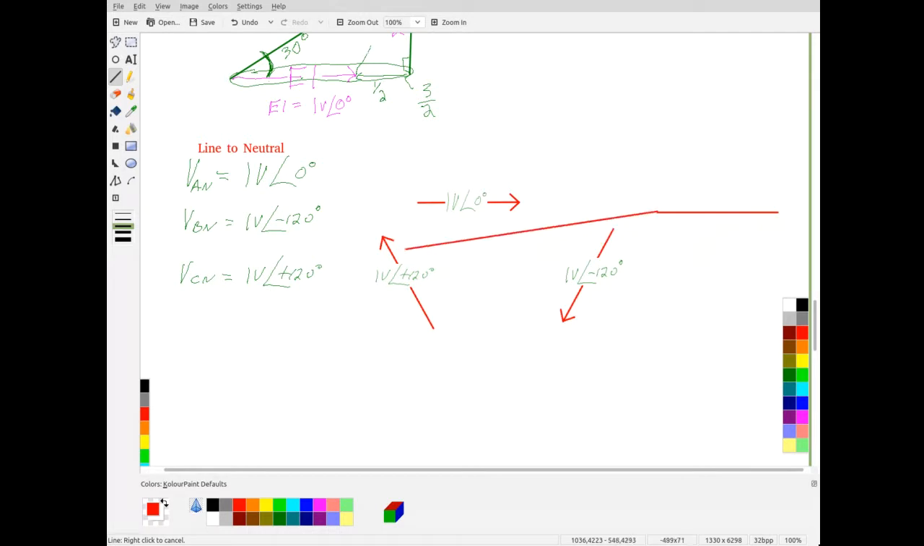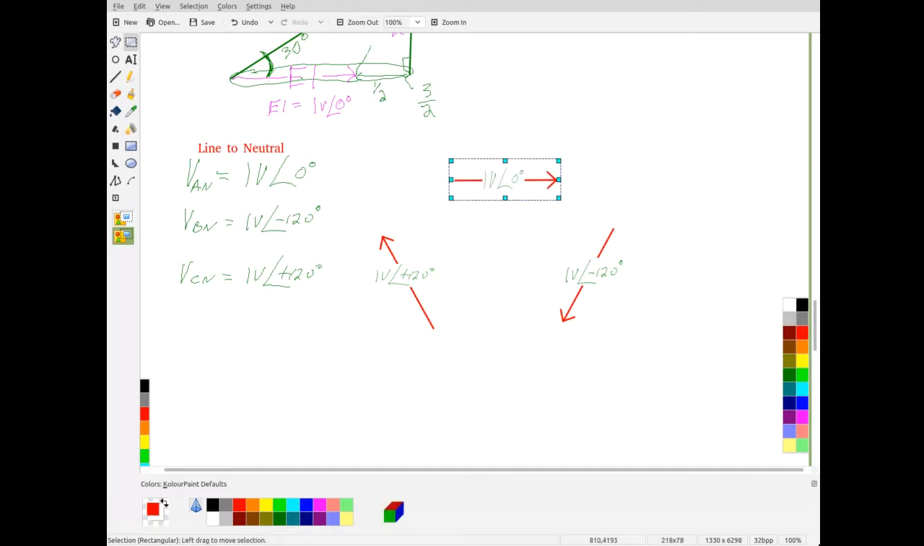All right, and then this one over here is rotated plus 120 degrees. And so now I'm just going to add these three together. Okay, so I'm going to just select them, and I'm just going to take this one here, and I'm going to then take this one over here, and I'm going to add it. I'm just adding it to the tip of the first one. And then this one here, I'm adding to the tip of the second one.